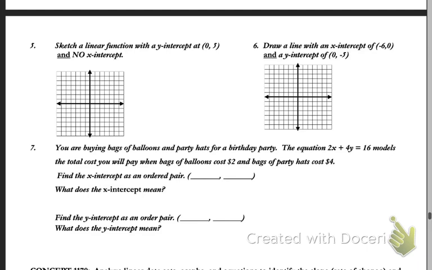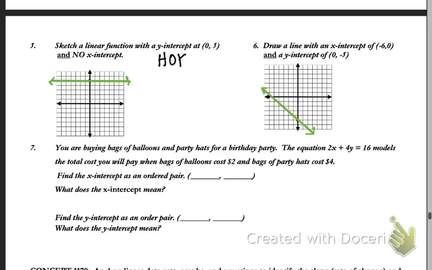Number 5. Sketch a linear function with a y-intercept at (0, 5) and no x-intercept. So if we think about the x-intercept having nothing, we know that we're going to go up to (0, 5), and then it must be a horizontal line so that it has no x-intercept.